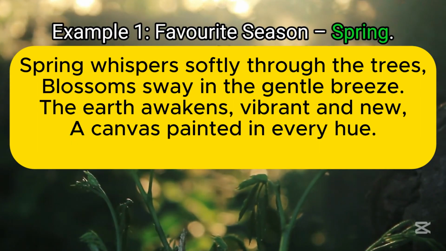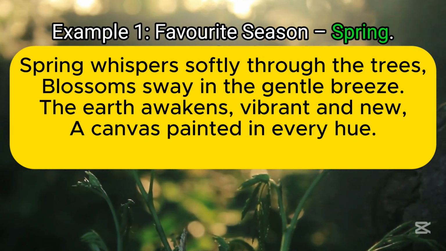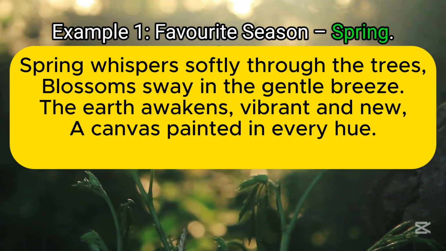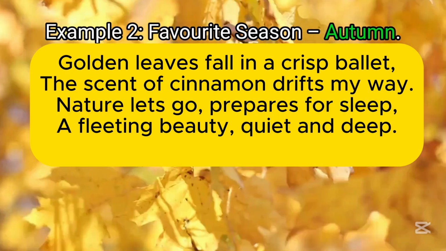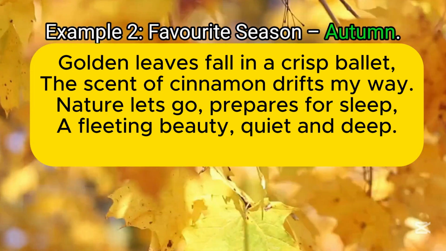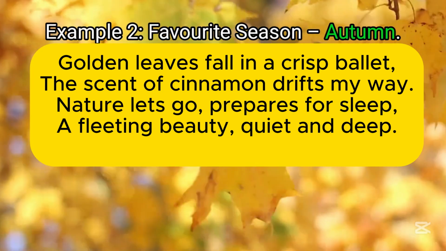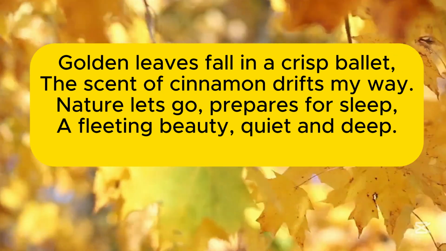Example 1. Favorite season: spring. Spring whispers softly through the trees, blossoms sway in the gentle breeze. The earth awakens, vibrant and new, a canvas painted in every hue. Example 2. Favorite season: autumn. Golden leaves fall in a crisp ballet, the scent of cinnamon drifts my way. Nature lets go, prepares for sleep, a fleeting beauty, quiet and deep.